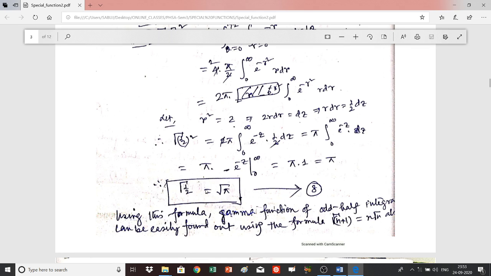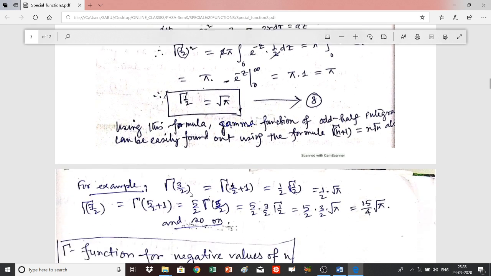For example, if you wish to find out the value of gamma 3 by 2, 5 by 2, 7 by 2, that can be easily found out using this equation, or employing gamma half is equal to root pi. Because in case of integers, there is no problem to find out, because an integer n can be written as n plus 1 minus n, so it can be found out very easily. But in case of odd half integrals, you have to use this relation. Let us consider the following examples.